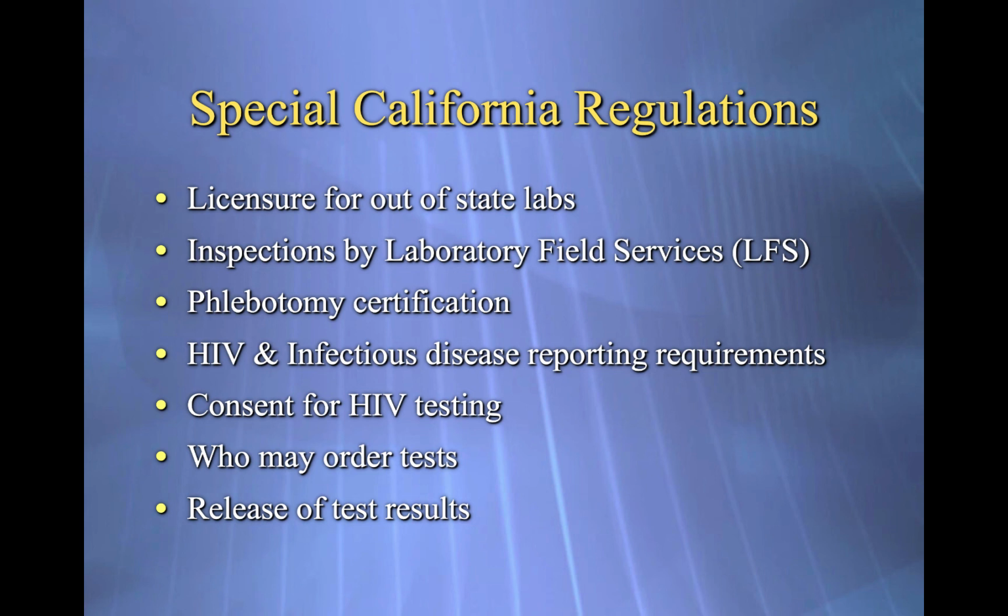California still does require consent for HIV testing, although it's implied consent now based on the physician order. The physician is supposed to document that they discussed it with the patient and the patient agreed. In the past, you used to have to get a signed piece of paper from the patient before you could do an HIV test. Who can order tests in California?